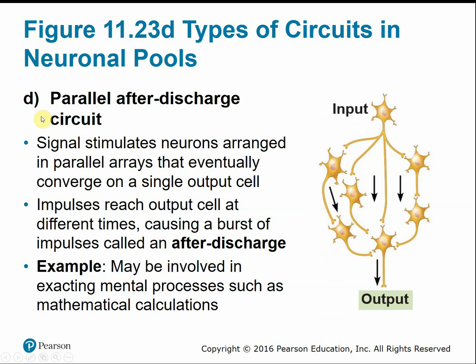And then finally, parallel after-discharge is when the signal stimulates neurons arranged in parallel arrays, but eventually they converge on a single output. The impulses reach this output cell at different times. The fastest way from point A to point B is a straight line, so this impulse would get here first, followed by this one, and this one would probably get here last. This causes a burst of impulses: boom, boom, boom, instead of all arriving at the same time. This is where we get the after-discharge. It is involved in higher-level mental processes like mathematical calculations.